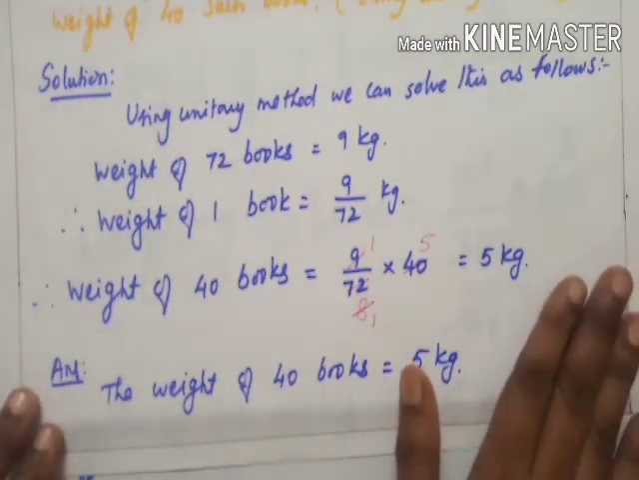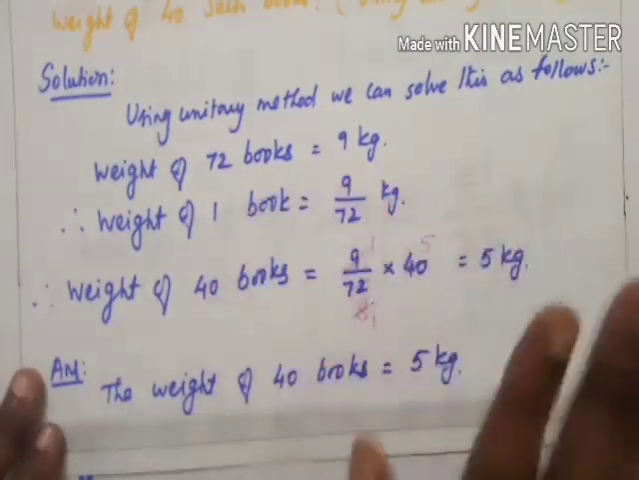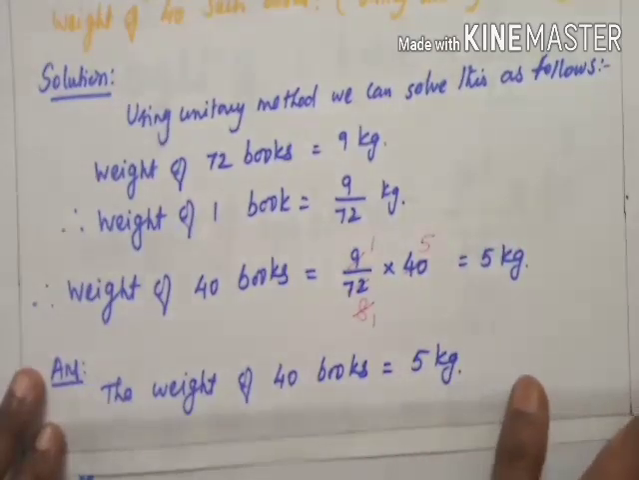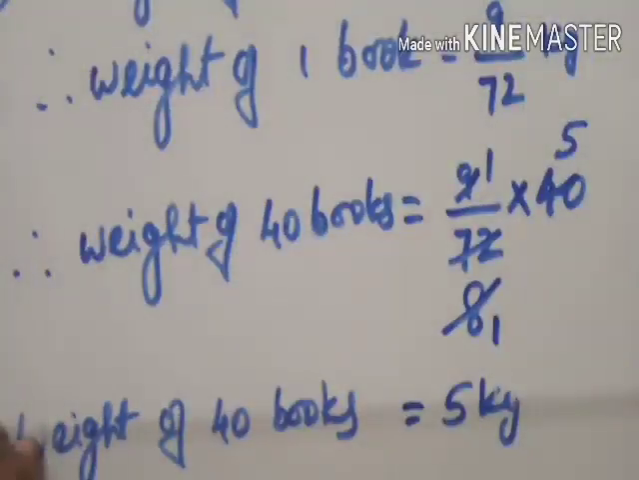Actually, you have to do all these steps along with the sums. Without steps, you should not do the sums. Okay, children? Next, second sum.